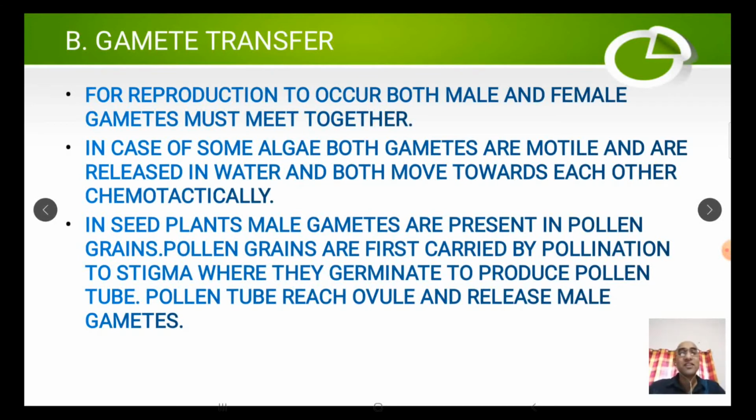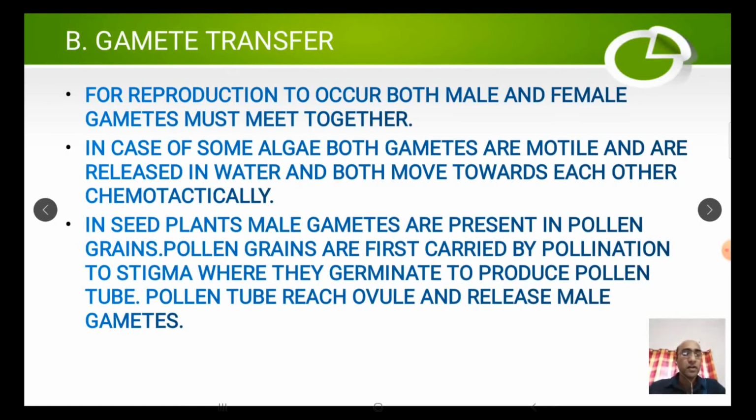So what happens in seed plants? Here the male gametes present in pollen grains are taken and they fall on the stigma by the process of pollination. There they germinate to produce the pollen tube. Now the pollen tube reaches the ovule and releases the male gametes into it. There the egg is present, and with the egg the male gamete fuses and fertilization takes place. So it's a complicated process that we will study in the coming classes. So this is how gamete transfer takes place.